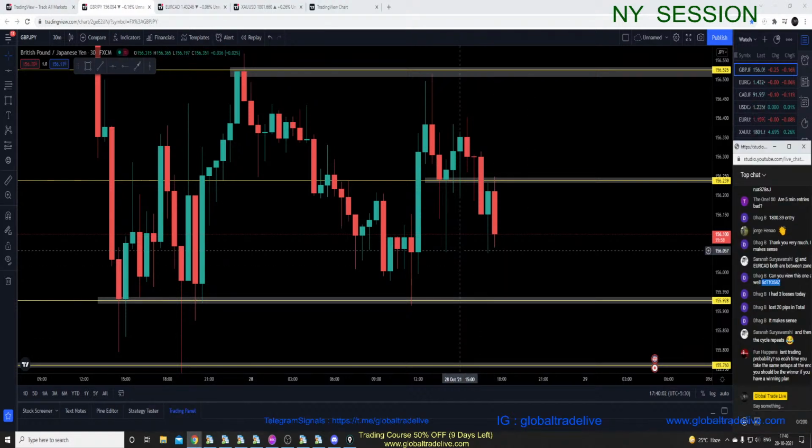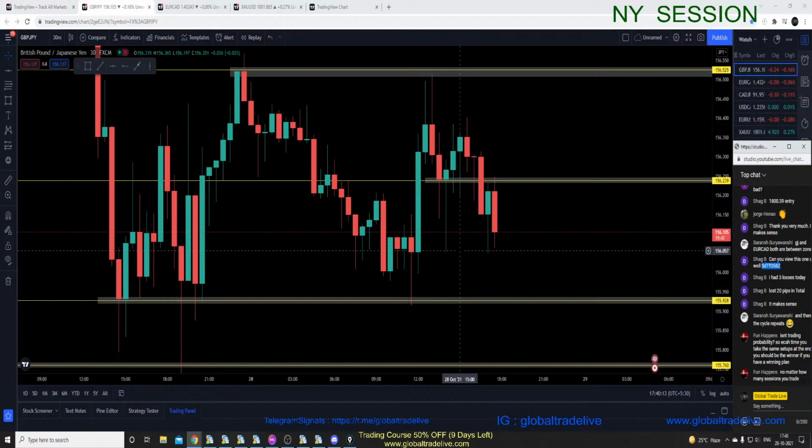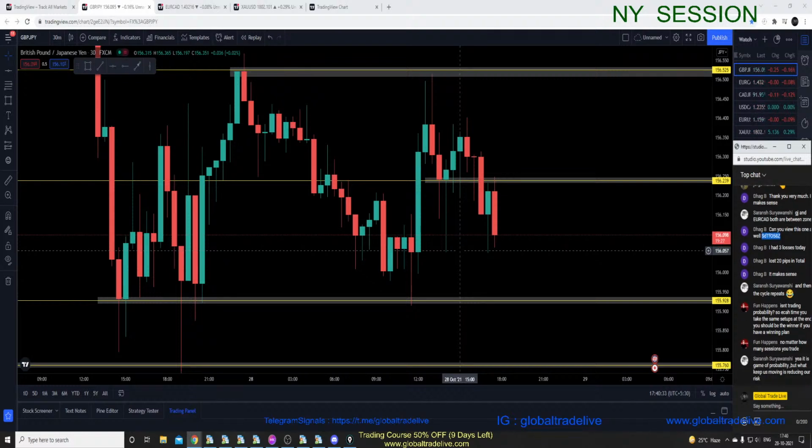Isn't trading probability? So each time you take the same setup, at the end you should be the winner if you have a winning plan. Fun happens, your statement is 50% correct and 50% wrong. The reason is, suppose I take a setup yesterday and it was a winning setup, and today I saw the same setup happening and I take the trade, but that becomes a losing trade. So why is that happening? That's where the probability part comes in. That means there was no probability in the market to move the way you want it to move.